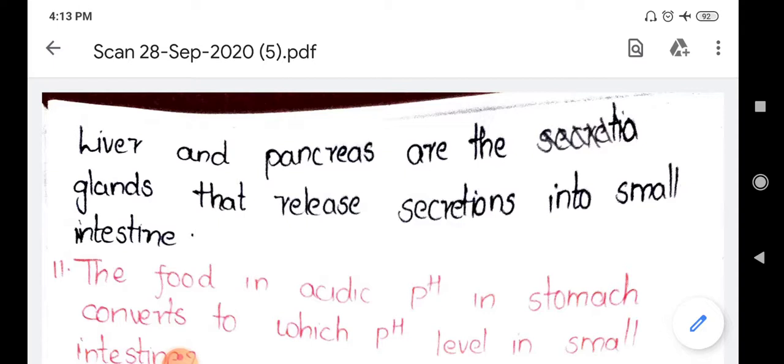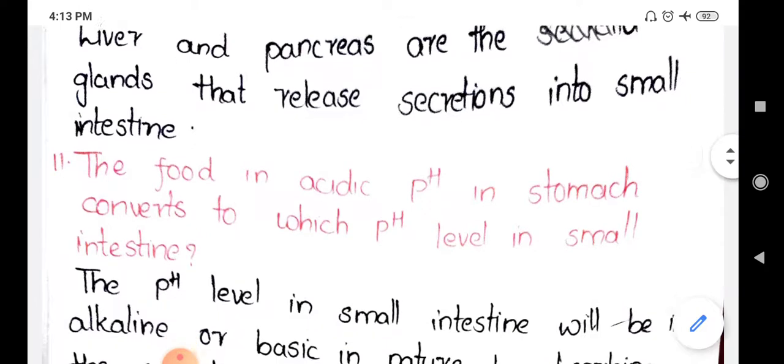We know the largest gland in our body is the liver and the second largest gland is the pancreas. So here the liver and pancreas will be releasing their secretions into the small intestine through the duodenum. Next, going to the next bit.